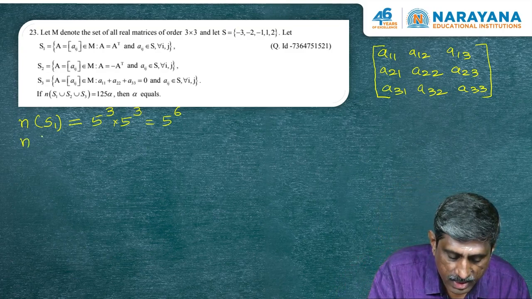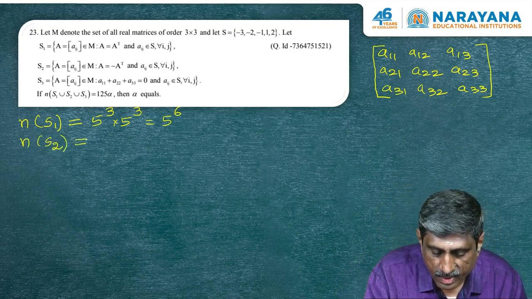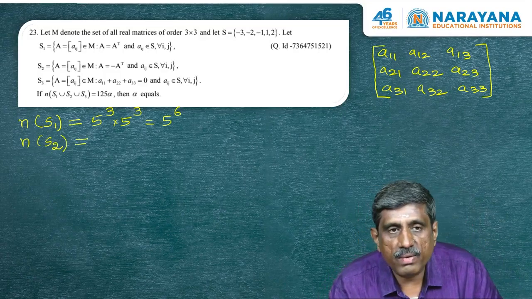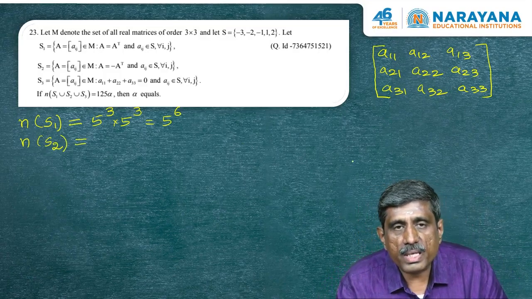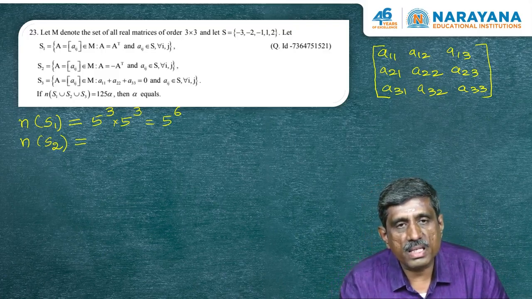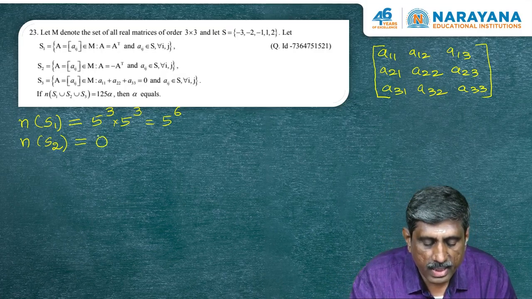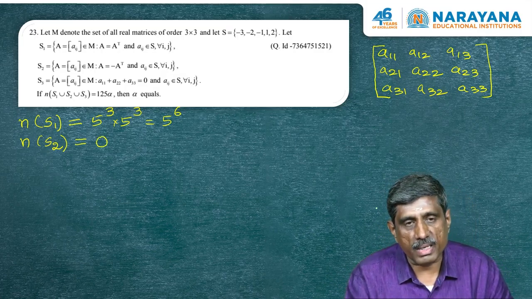Let us find what is n of S2. S2 is a skew symmetric matrix. For a skew symmetric matrix, we know the elements in the principal diagonal should be 0, but there is no 0 here. In the given set S, there is no 0. Therefore, there is no possibility to form a skew symmetric matrix.